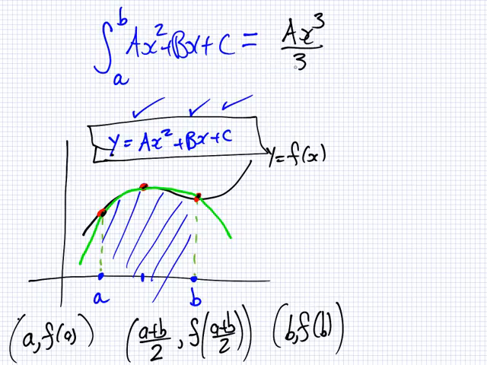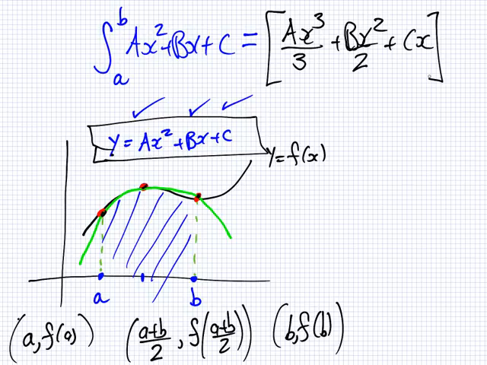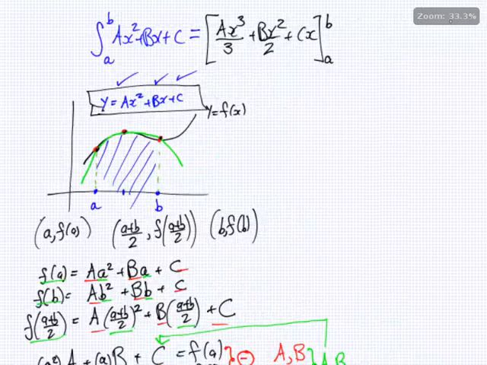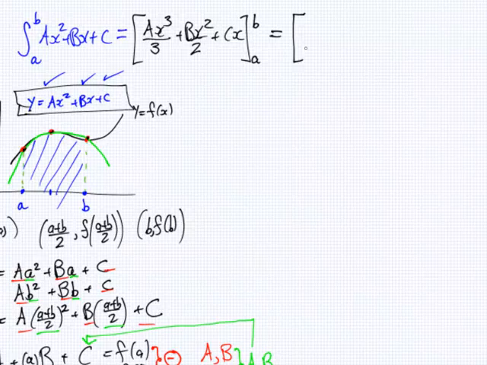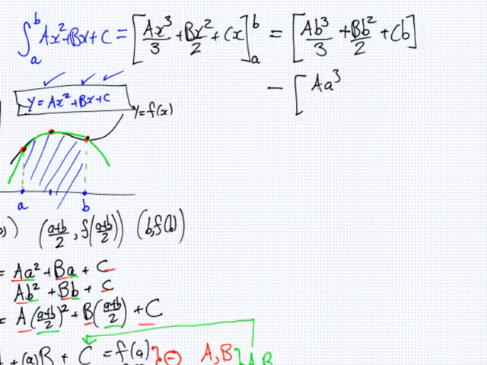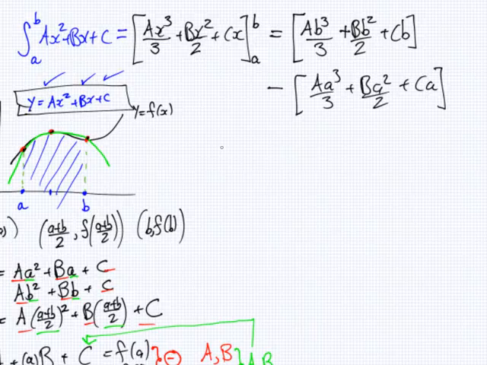ax cubed over 3 plus bx squared over 2 plus cx. So you'll want to write this part down. So this equals a b cubed over 3 plus b squared over 2 plus cb, minus a cubed over 3 plus b a squared over 2 plus ca. So we'll need to use that in a moment.